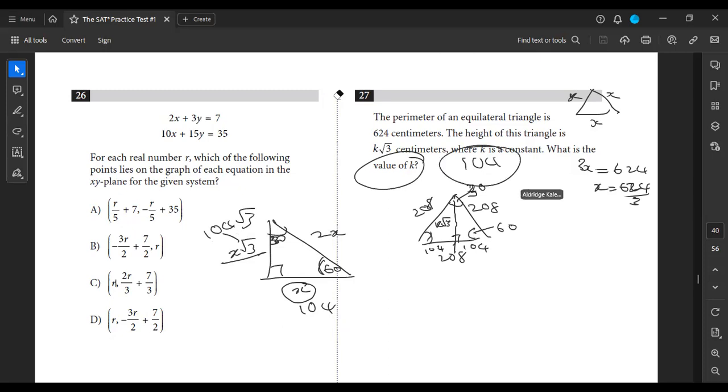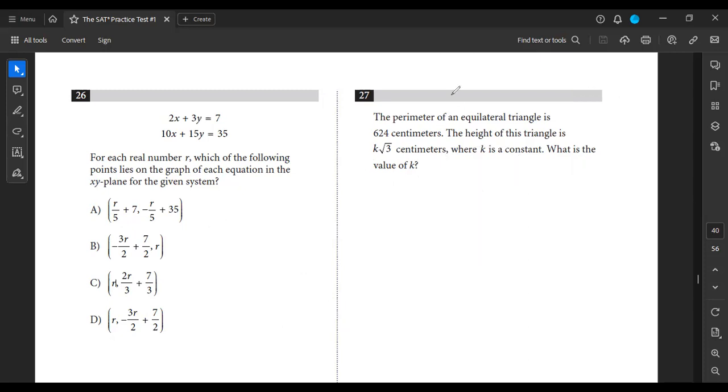Is that okay? All right, so that's pretty much it for the paper. Looking at it, it looks like the new SAT is pretty doable. This is my first time doing an actual SAT, I'm new to the SAT, like I told you guys at the beginning. But yeah, I think it looks pretty doable. I don't know what you guys think.